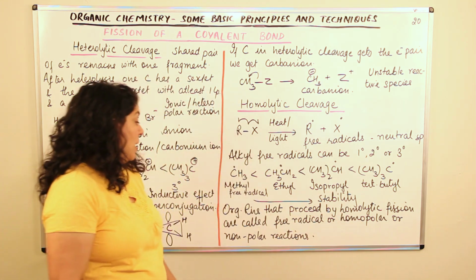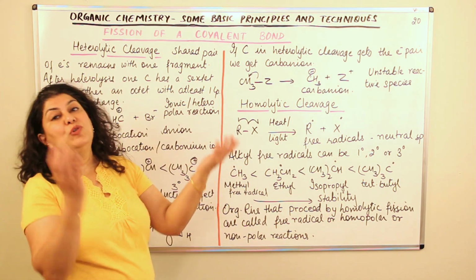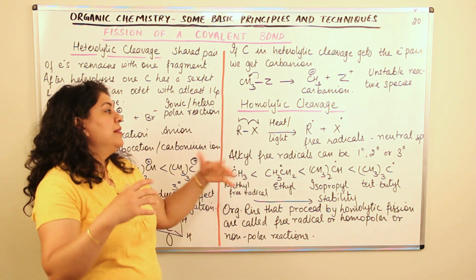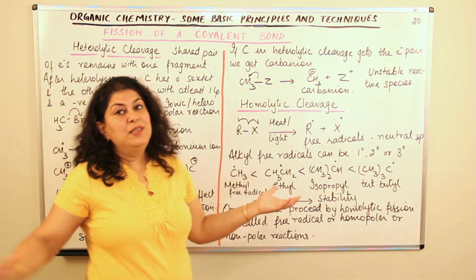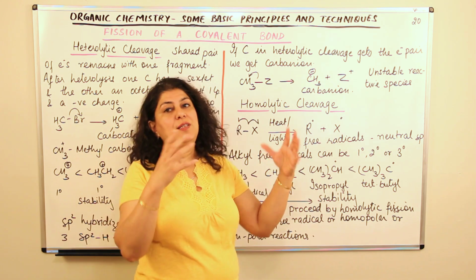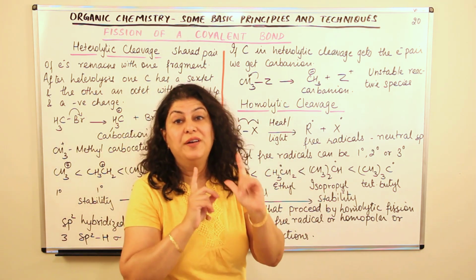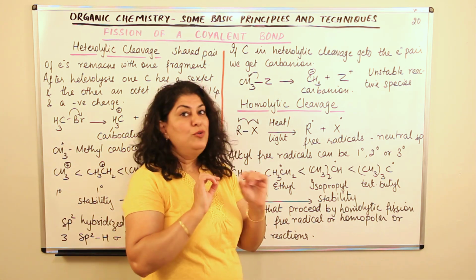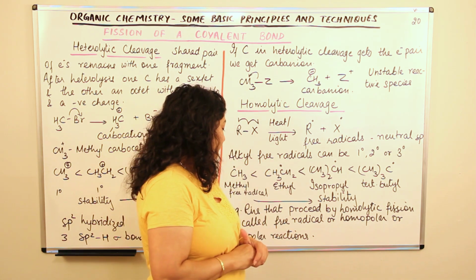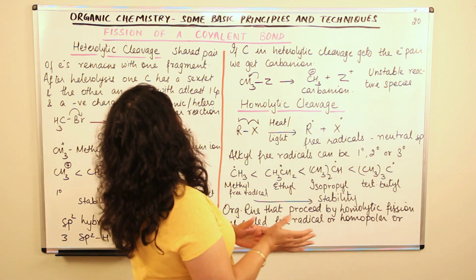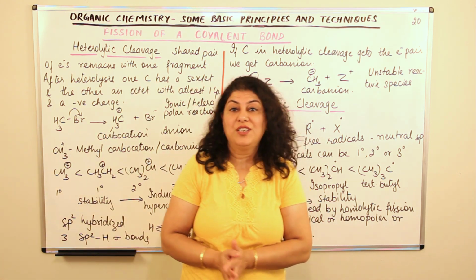or non-polar reactions. And since there are no poles, homopolar means that there is no pole. Pole means positive charge and negative charge. Since there are no poles, therefore we also call them non-polar reactions, that there are no charged particles formed here. So this was the fission of a covalent bond.